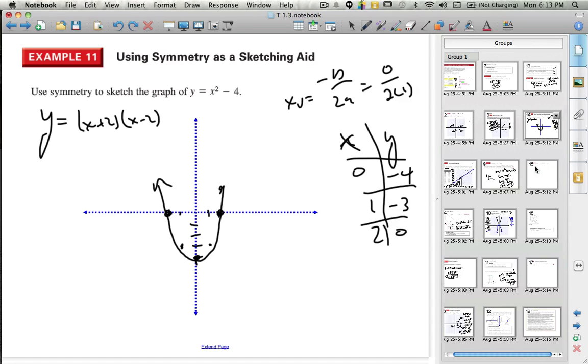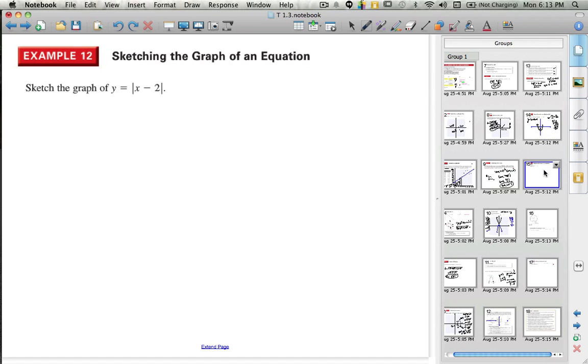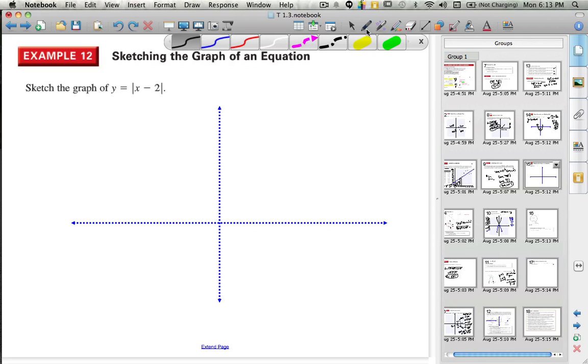Okay, so when you know it's symmetrical, it just saves you, right? I only had to do points for the right half. I can match the left half up by using symmetry. Okay, these guys are a little different. They are symmetrical. You may not have graphed absolute value equations for a while.